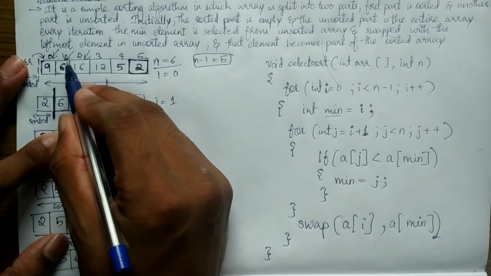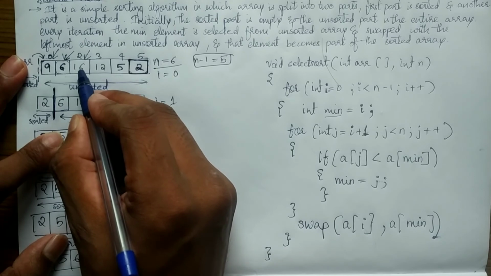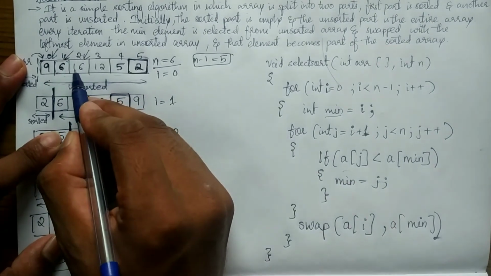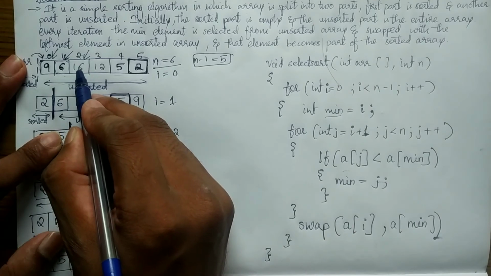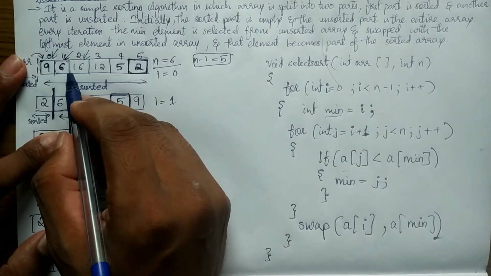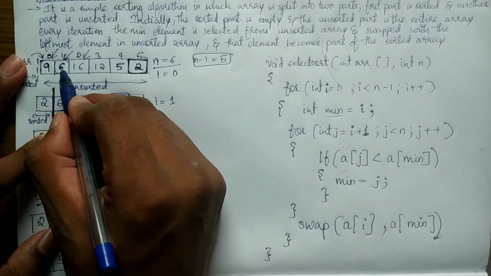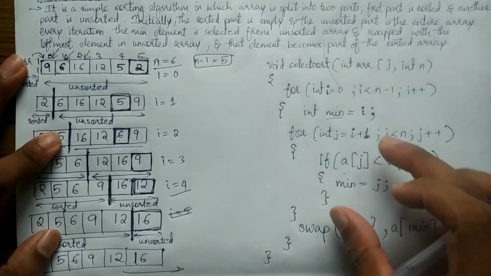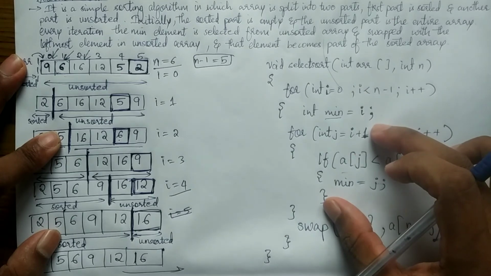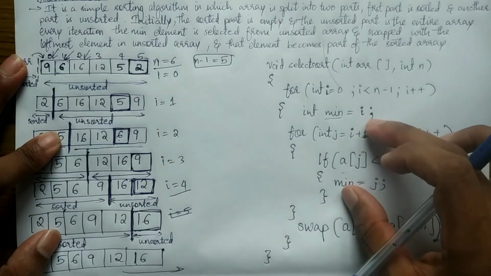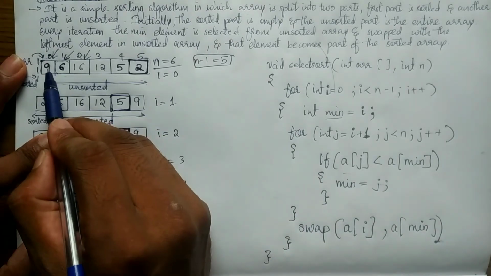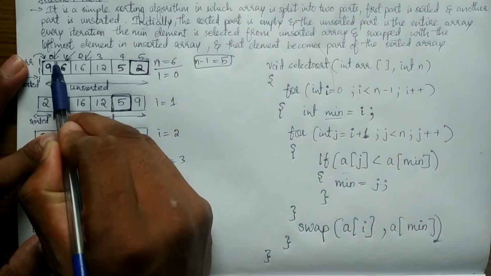We'll again compare it with 16. Is 16 smaller than a of minimum? No, a of j, which is 16, is not smaller than 6. So our minimum element will remain 6. Like this, we'll compare the whole array and find the minimum element here. And then after finding the minimum element, we'll swap it into the ith position. That is, we'll swap that minimum element into this position.